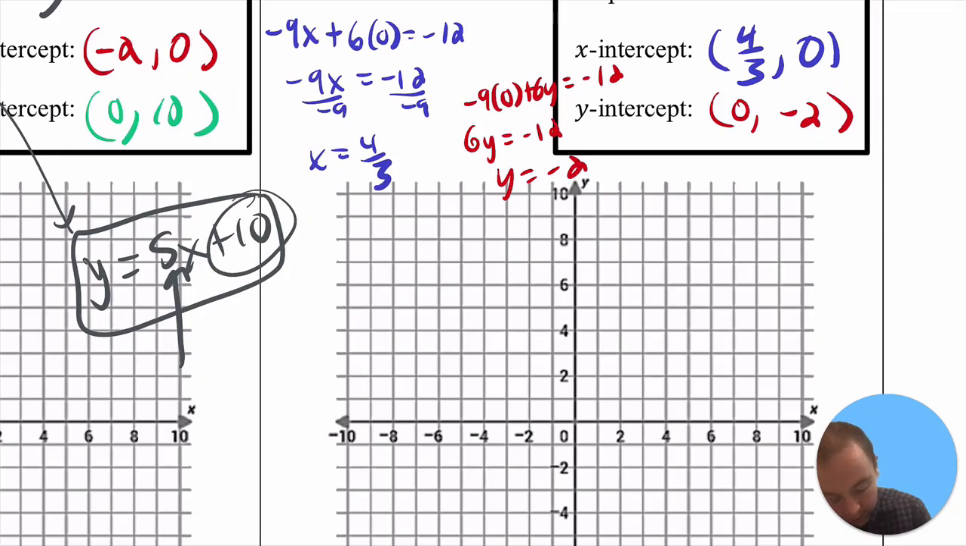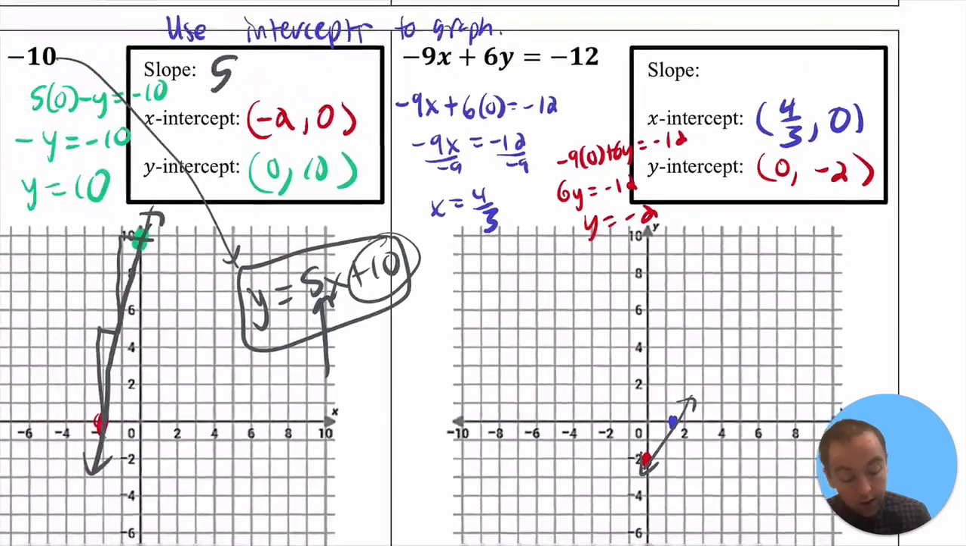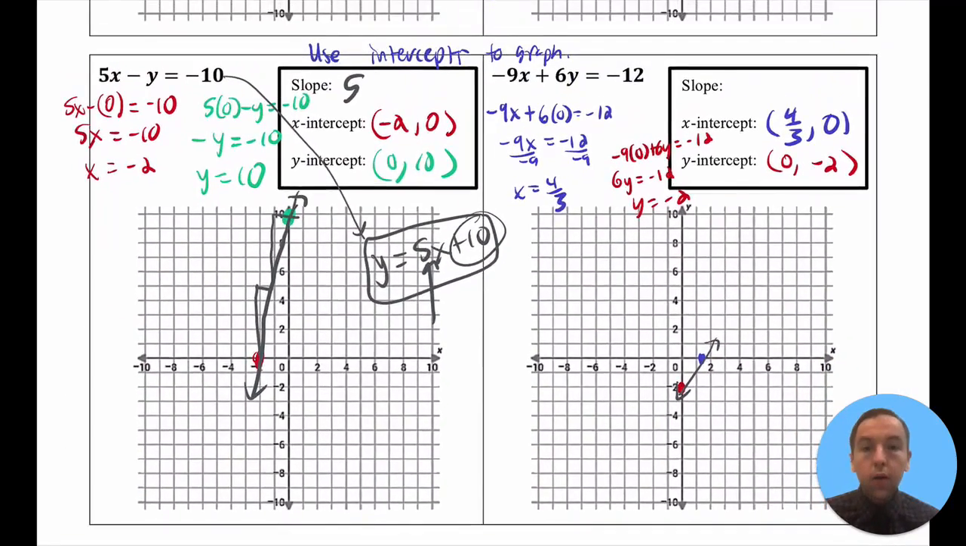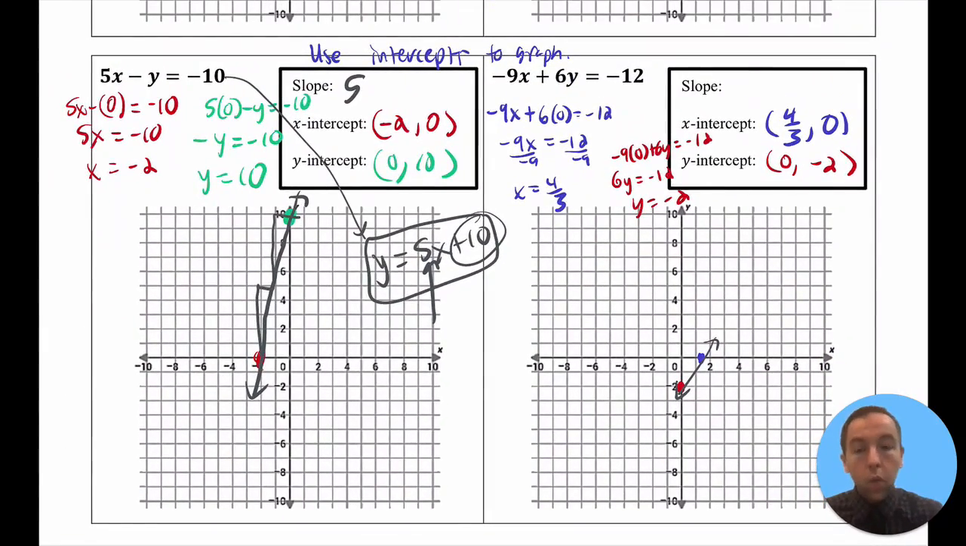I know the x-intercept isn't perfect, but 4/3 would be about right there. And then for the y-intercept, negative 2 is going to be right there. So it gives you a somewhat decent sketch of your line. That might be one where you might want to solve for y, of course, to get y equals mx plus b and get a little bit more of the graph there.